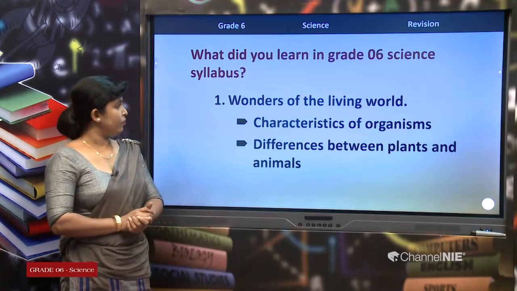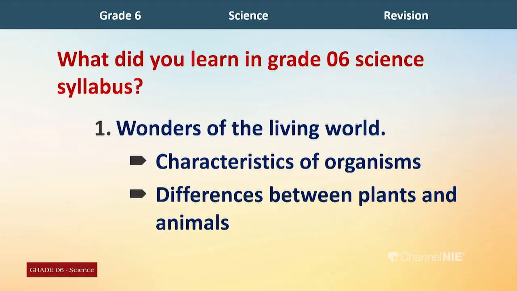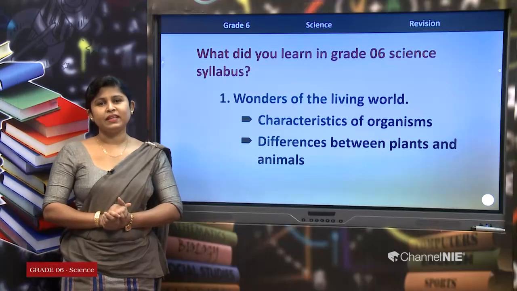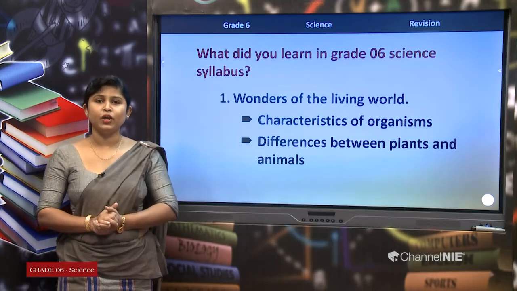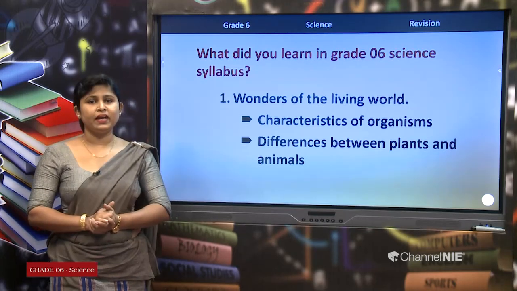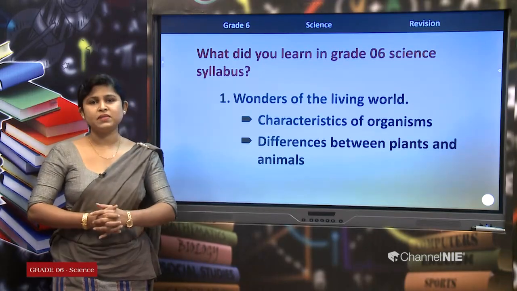In the first unit, the wonders of the living world, we were talking about the characteristics of organisms and the differences between plants and animals. My dear children, I think you all can remember the organisms in our environment can be divided into three main groups: the plants, the animals, and the microorganisms. We discussed the characteristics of plants and characteristics of animals. Microorganisms are also available in our environment, but we can't see them. The microorganisms cannot be observed through our naked eye.